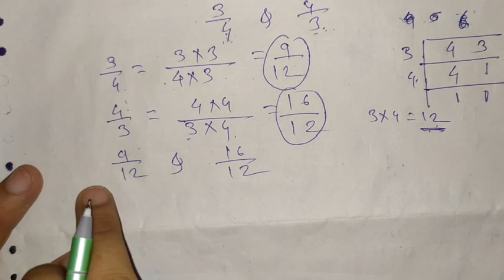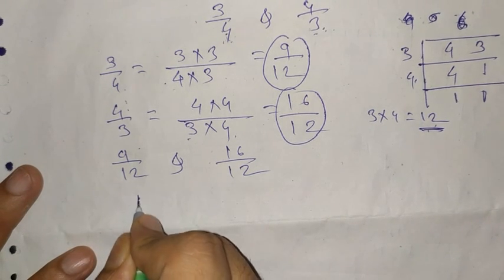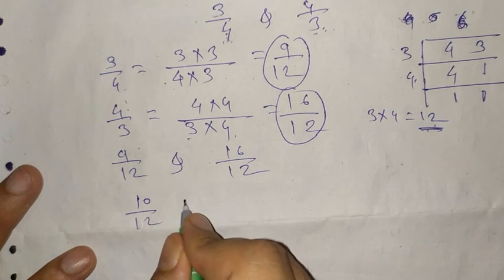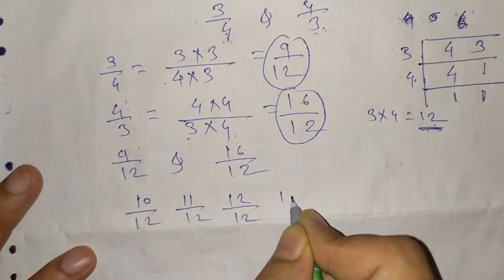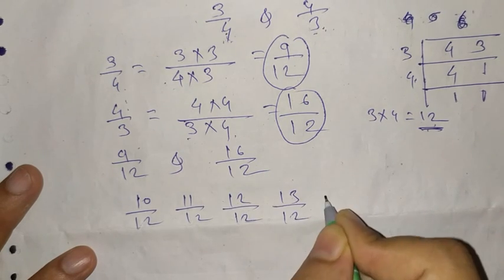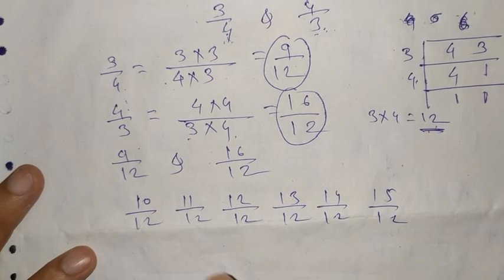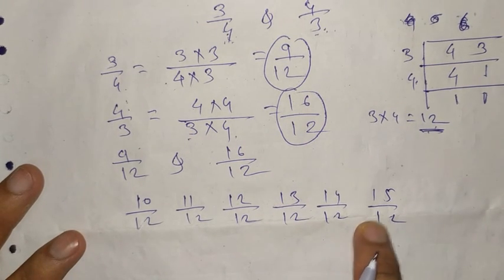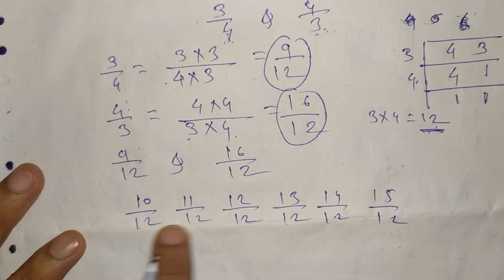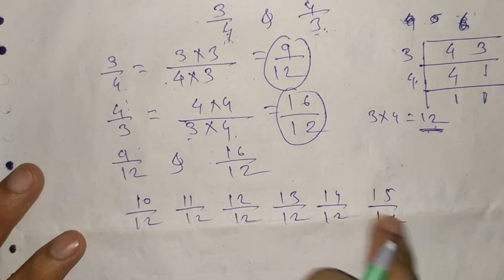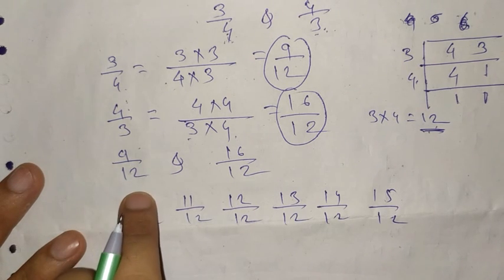So now you can find the many numbers between them. So after 9 by 12, 10 by 12 is there, then 11 by 12 is there, 12 by 12 is there, 13 by 12 is there, 14 by 12, 15 by 12. So many numbers are there. And if you want again more numbers, so here only 6 numbers we got. If you want again more numbers, then you can multiply by a bigger number also.